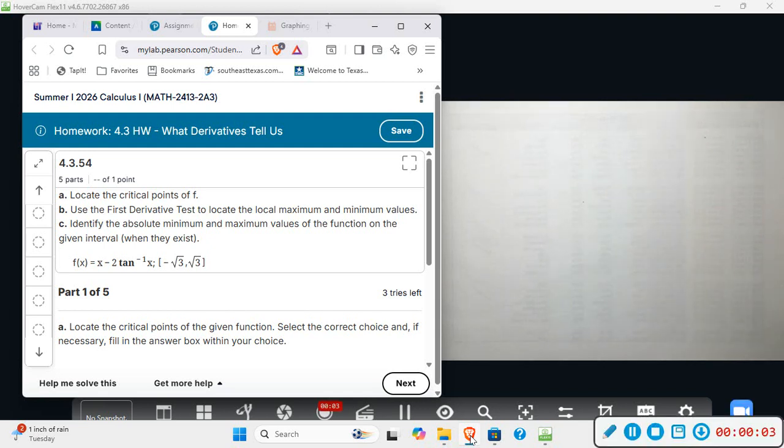All right, question number 13. We're going to locate the critical points of f, use the first derivative to locate maximum and minimum values, and then we're going to identify the minimum and maximum value of the function over the given interval.